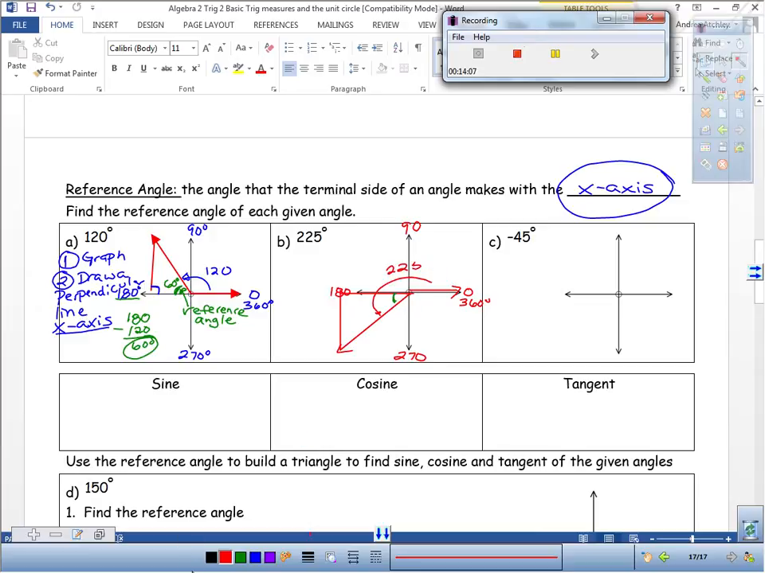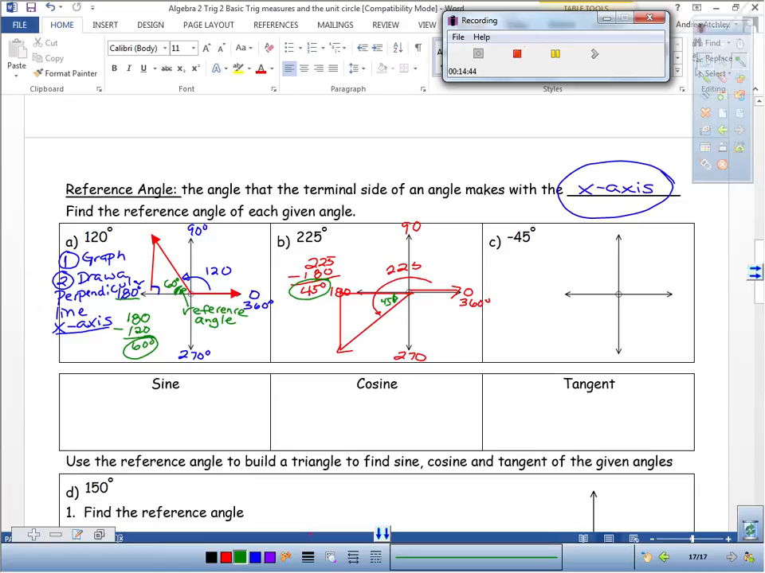I want to know the central angle of this triangle that I just created, which is my reference angle. Anyone have an idea of how I'm going to find that? Am I going to 270? Yes, I'm going to 180, so I'm going to do 225 minus 180. And that's going to give me 45 degrees. So this is 45 degrees. Any questions over that?